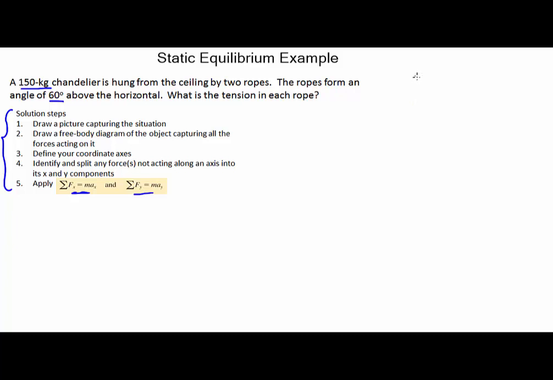Here's a picture of the situation. Here's the ceiling. Here's the chandelier that's just shown as this little dot. And here are my ropes, rope 1, rope 2. These ropes, it says, are at an angle of 60 degrees above the horizontal. So this angle is given to us. And the mass of this chandelier is also given to us. Mass is 150 kilograms. And it's asking for the tension in the ropes.